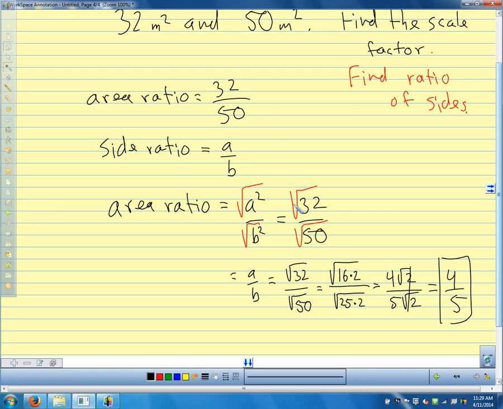All right, we good with that example? Okay. That is our key idea. Find the ratio of the sides, square it, we get the ratio of the areas. We have the ratio of the areas, take the square root, we get the ratio of the sides. Ratio of the perimeters, same as the ratio of the sides.